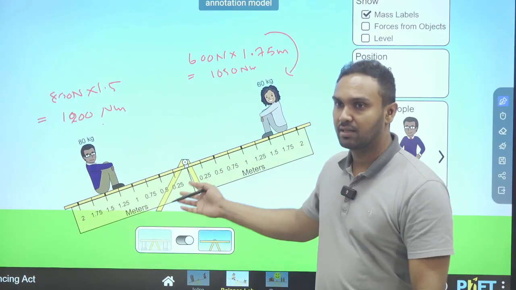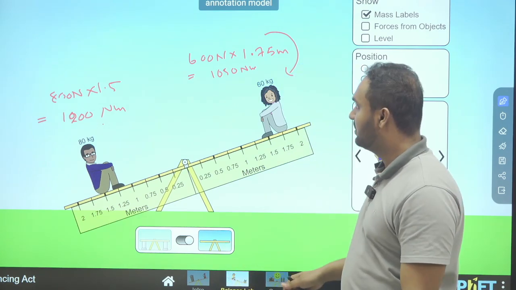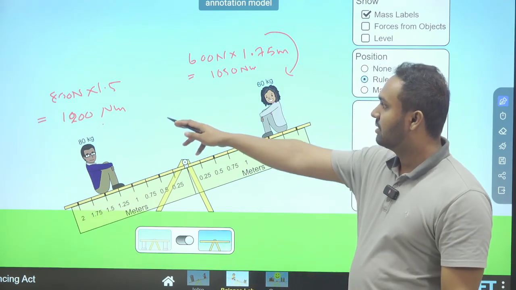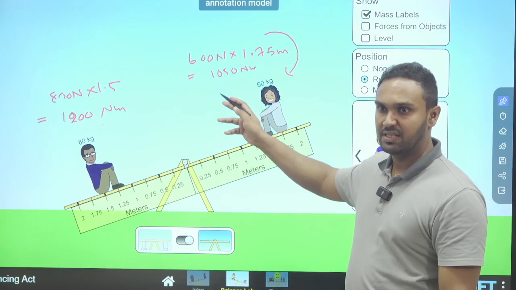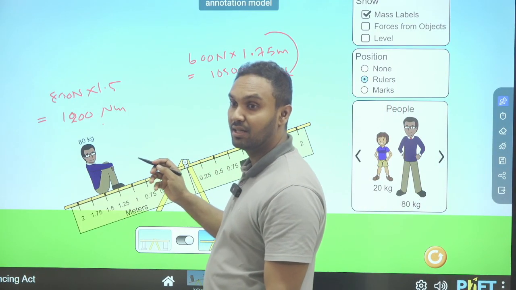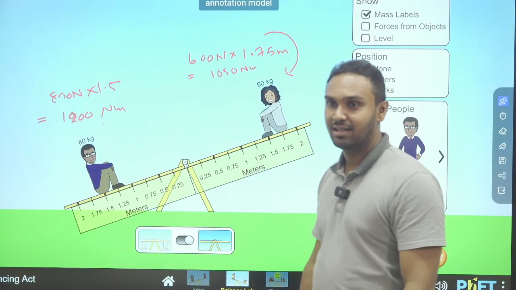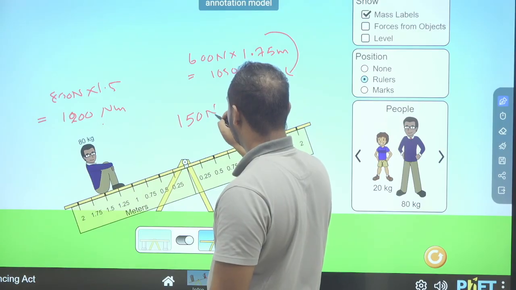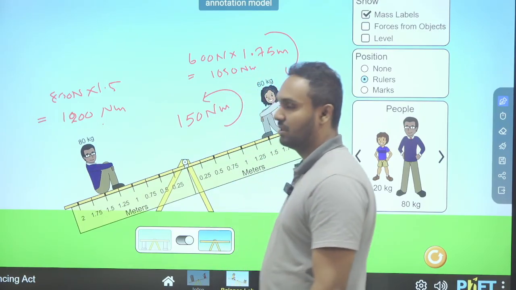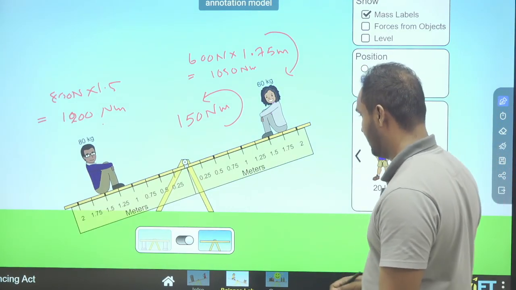So the resultant is towards where? The anti-clockwise direction. And what would be the resultant? 1200 minus 1050, which is how much? 150 newton meters towards where? The resultant moment is 150 newton meters anti-clockwise. Get it? Right. This is easy, right?